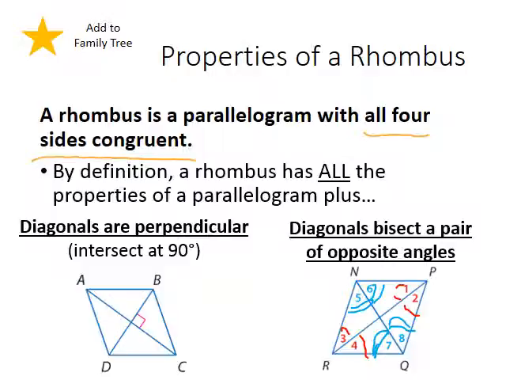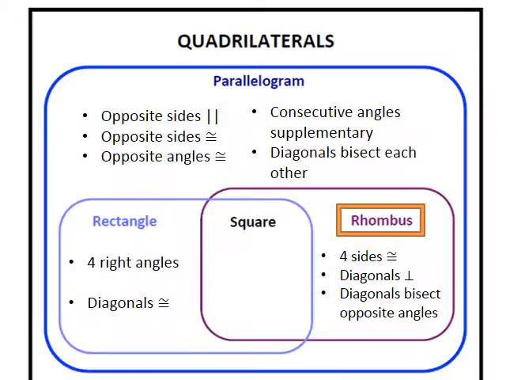Make sure you get those in your family tree. And here's what that family tree should look like at this point. We've got all our characteristics of parallelograms, rectangles we talked about in the last lesson, and now you have these properties of a rhombus, what makes something distinctly a rhombus in the parallelogram family.